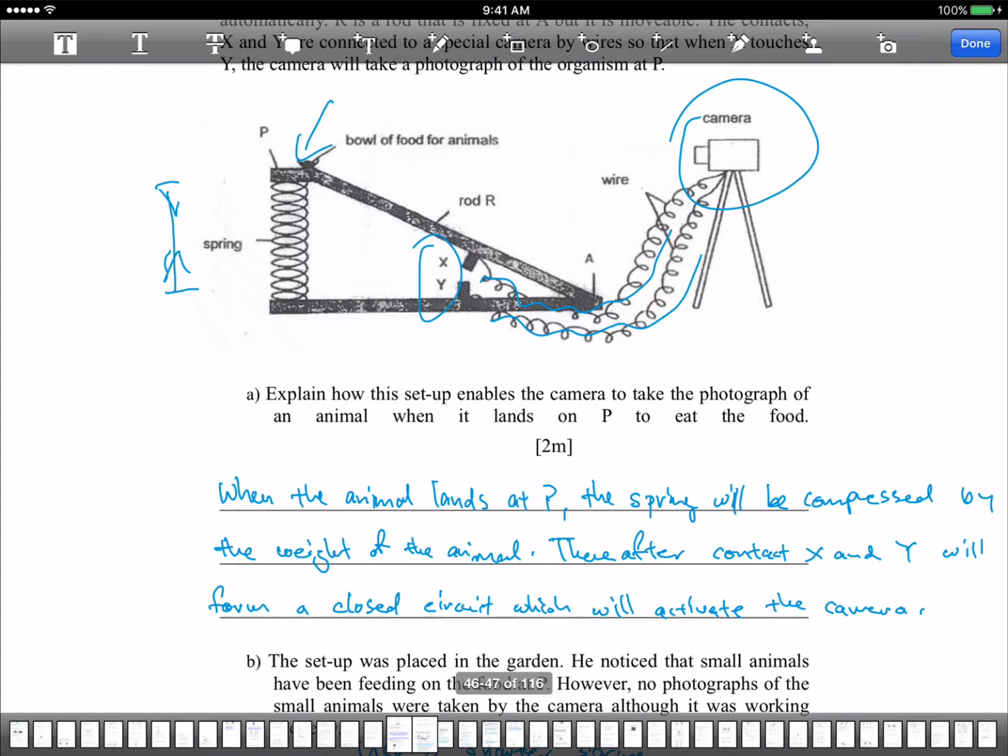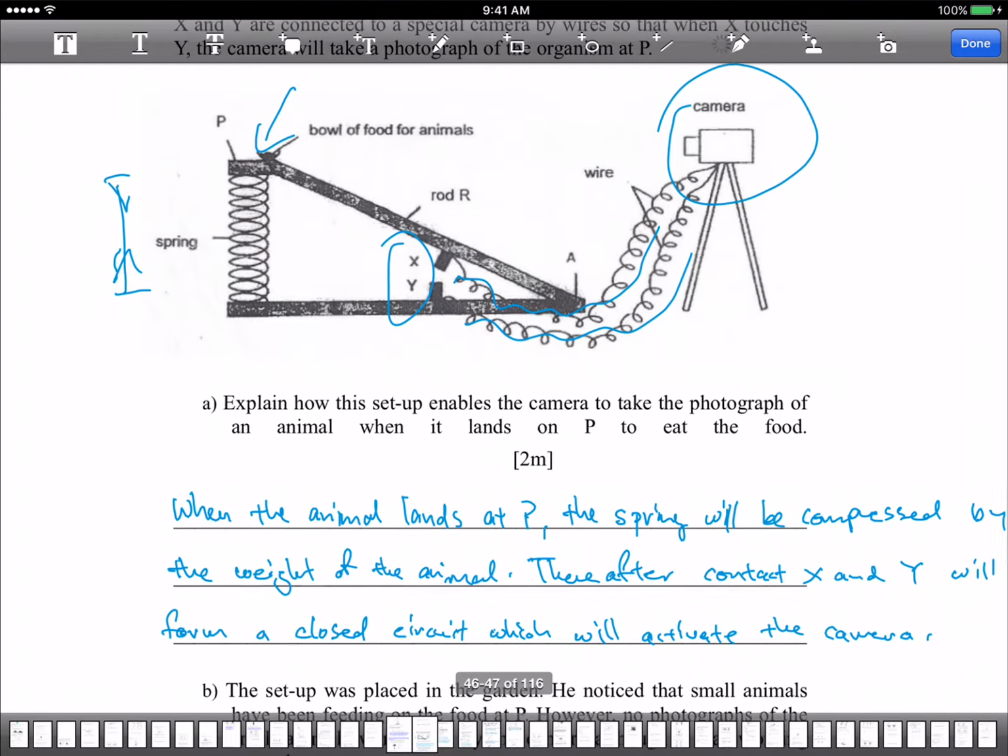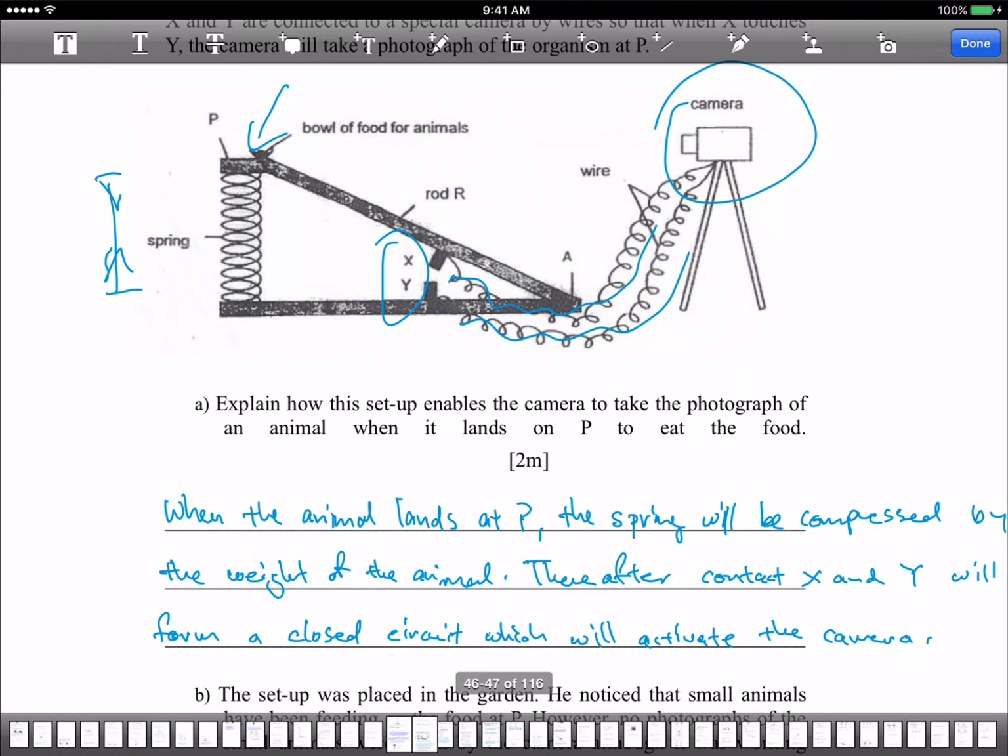Okay, please do not spend time copying. As I mentioned, we have all this in digital format, so I can give you the solution. So let me explain how it works. When the animal lands here, what will happen to this spring? Boom, it goes down.